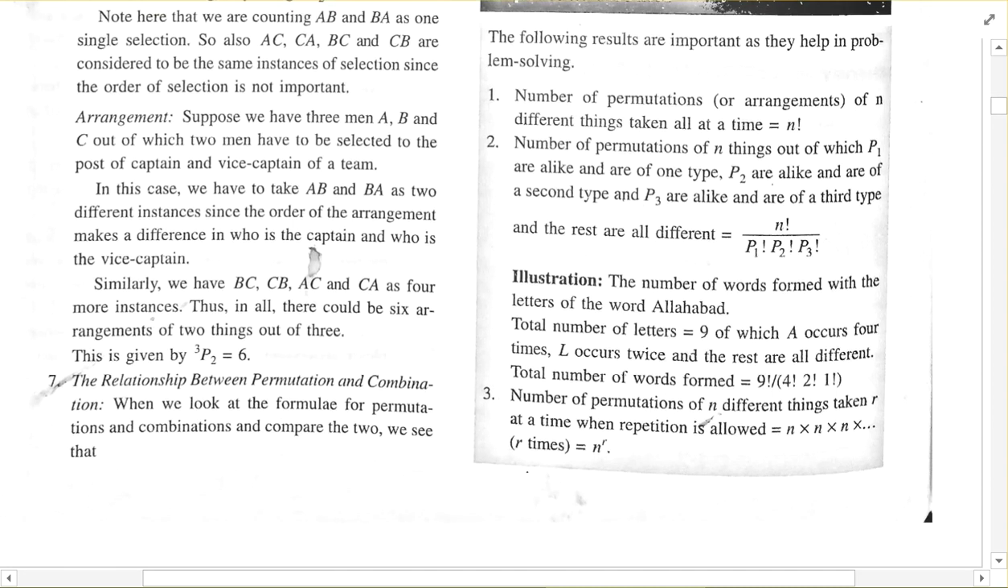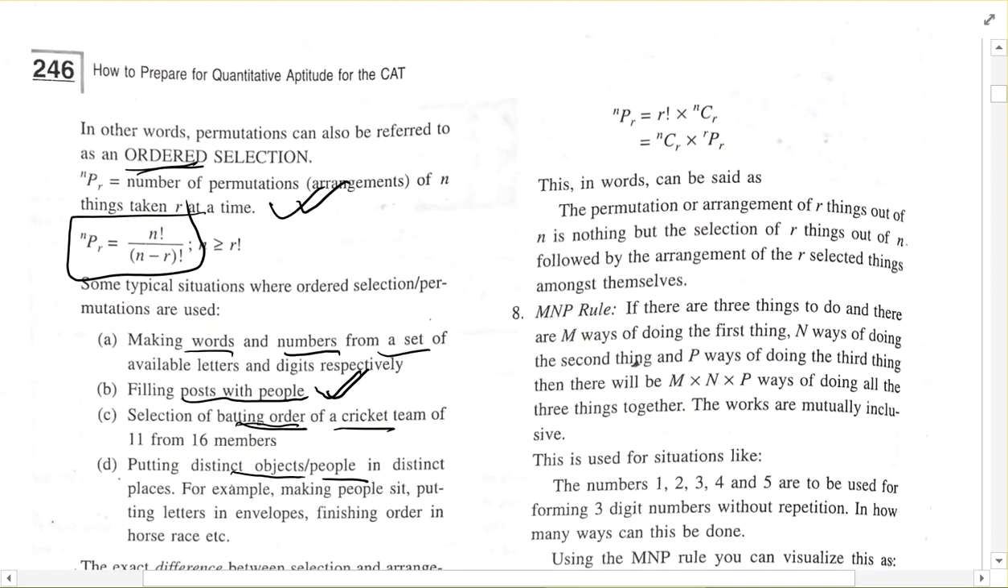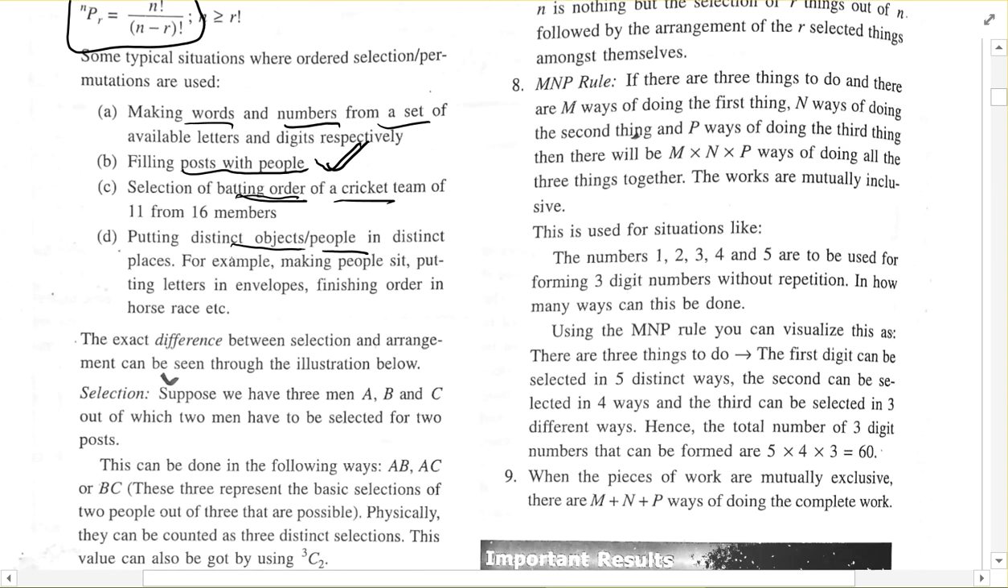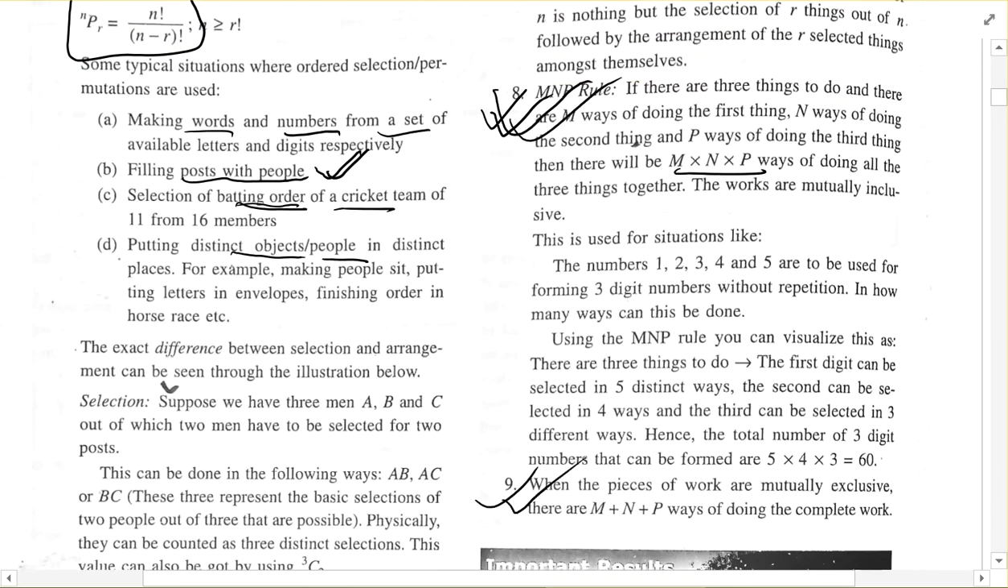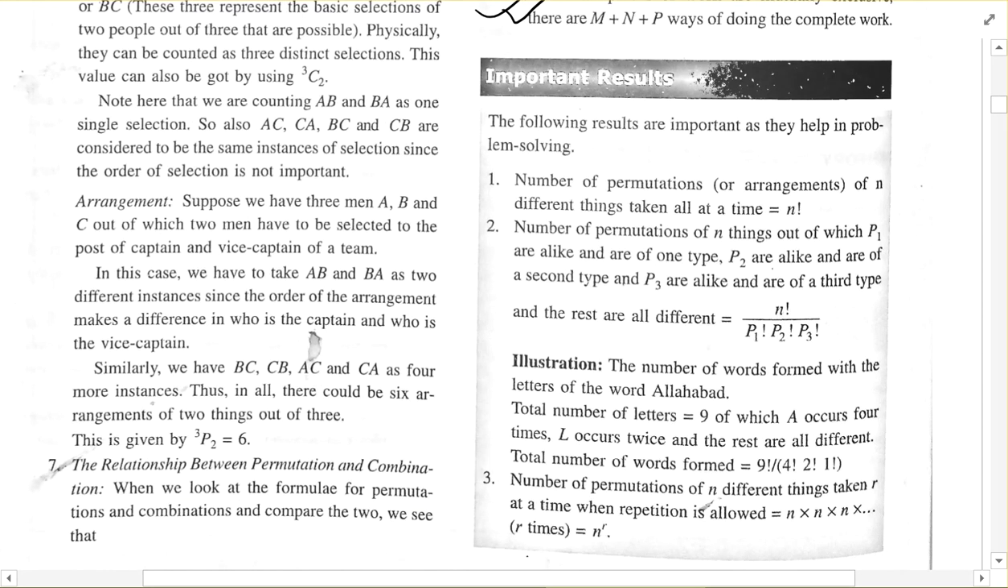The relationship between permutation and combination I already told you. When you multiply NCR by r factorial, you get the number of permutations. The MNP rule, that is multiplication. I already told you the fundamental principle of counting. In this PDF it is described in an alternative way: this one is addition, this one is multiplication, and this one is addition. That's what I told you already in a different way.